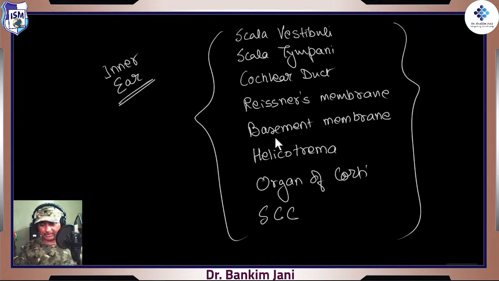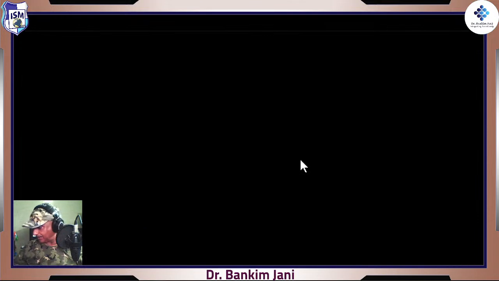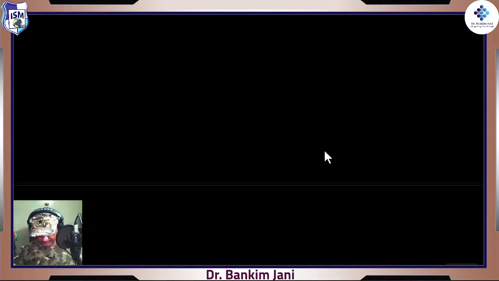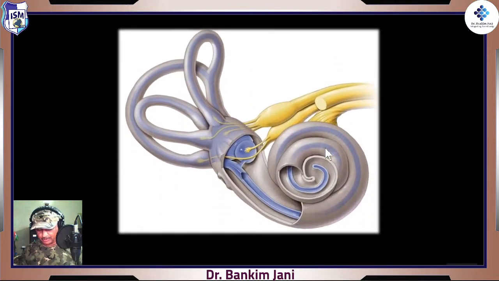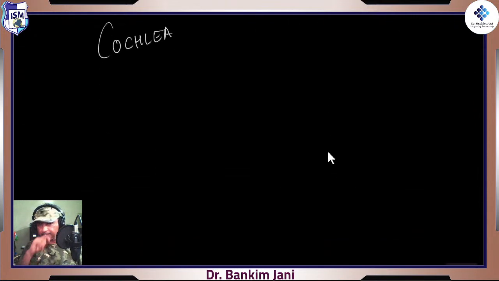Now, one method is that straight away we take a figure and start telling this is this. No, that is not the fun. Let's draw it, and we draw it in our own style. Very easy. One image on one page, we'll not draw more, so that we know it properly. First, we'll start with the cochlea. This is the cochlea, so let's go back. Draw the cochlea exactly like this.